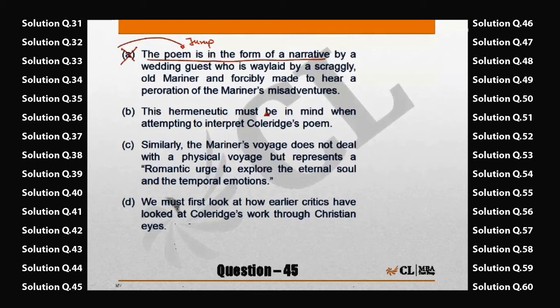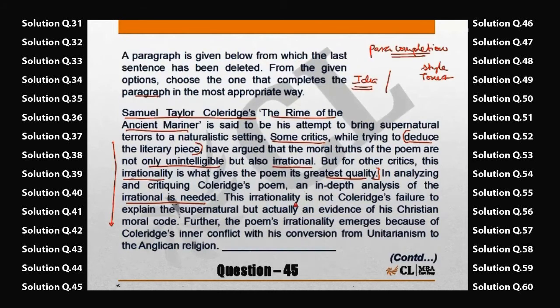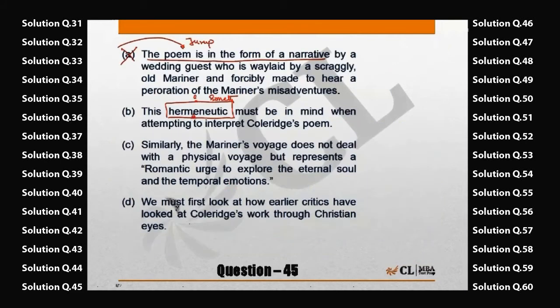B. The hermeneutic must be kept in mind when attempting to interpret Coleridge's poem. The first problem is this: what is the meaning of this word? If you don't know the meaning, we can see that something must be kept in mind when attempting to interpret Coleridge's poem. We're talking about interpreting Coleridge's poem, so this is in line with the same idea the author wants to tell us. Even if we don't know the meaning of this particular word, we'll keep B aside. Apparently it means the method of interpretation. Anyway, even without knowing the meaning of this word, we kept this aside, because at least the word interpret is there.